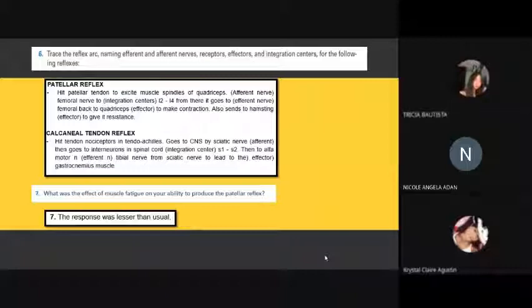Next is calcaneal tendon reflex. Receptors are tendon nociceptors in tendo Achilles. Goes to CNS by sciatic nerve, or afferent, then goes to interneurons in spinal cord, integration center S1 to S2, then to alpha motor neuron, or efferent, and tibial nerve from sciatic nerve to the effector, gastrocnemius muscle.